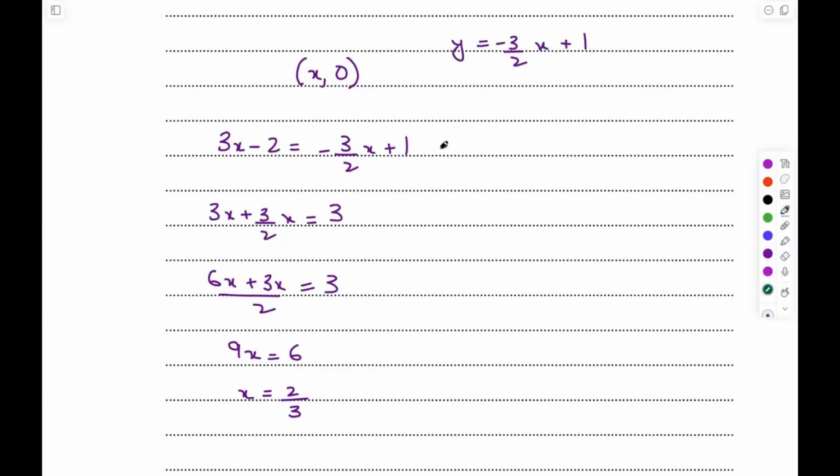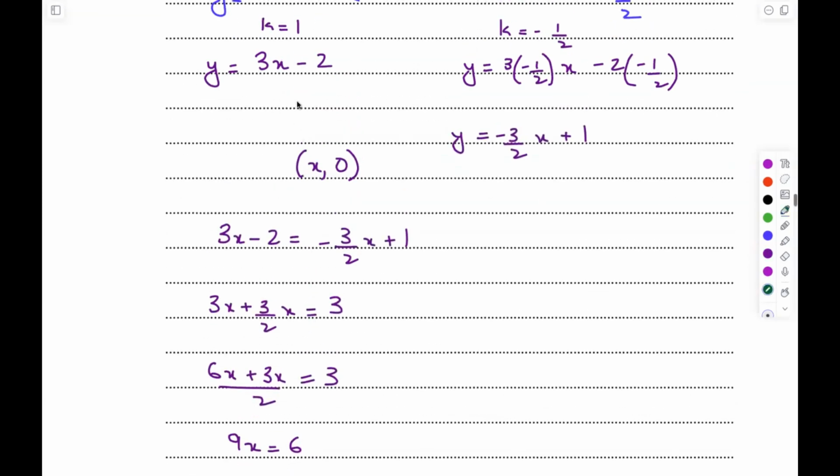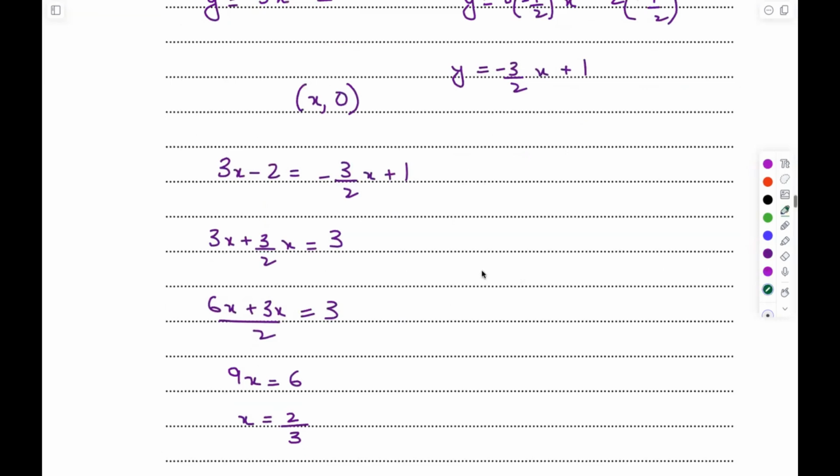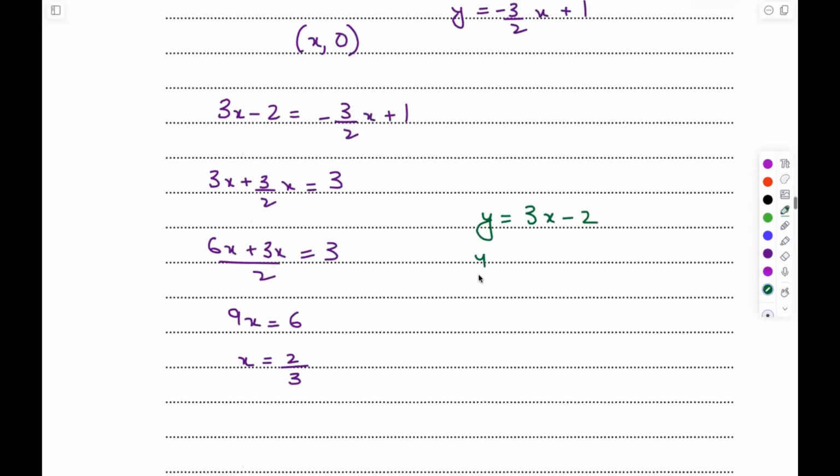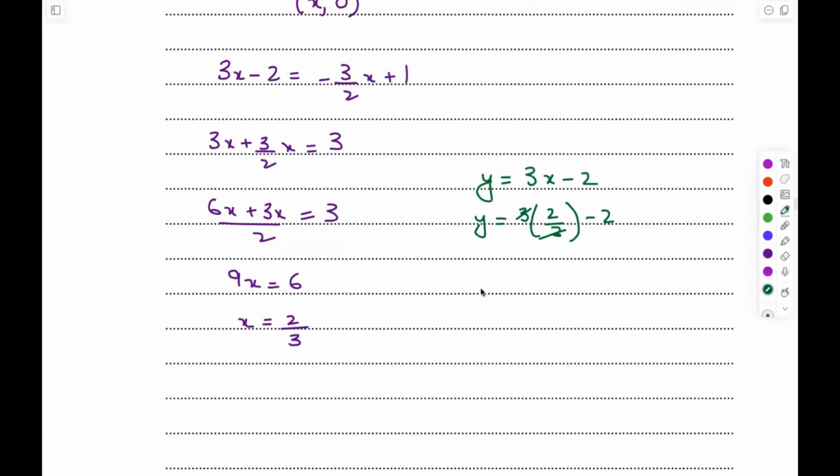Now, once we have the value of x, we'll have to see that the y value should be equal to 0. So using one of the equations, which was 3x minus 2, y will be equal to 3 into 2 upon 3 minus 2. 3 and 3 will cancel out, 2 minus 2 will become 0. So y will be equal to 0. This value of y shows that the two tangents are meeting at the x-axis.